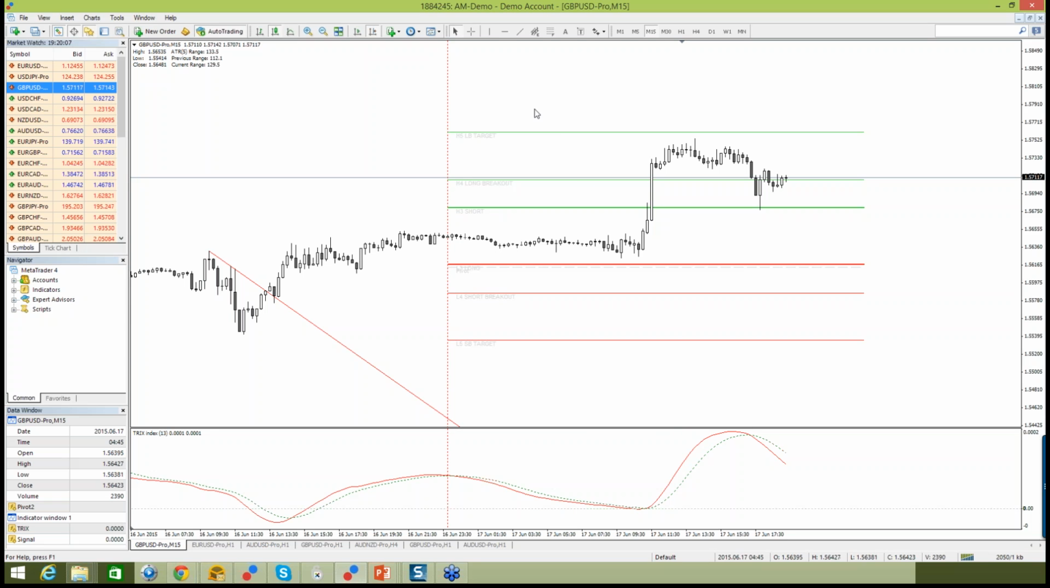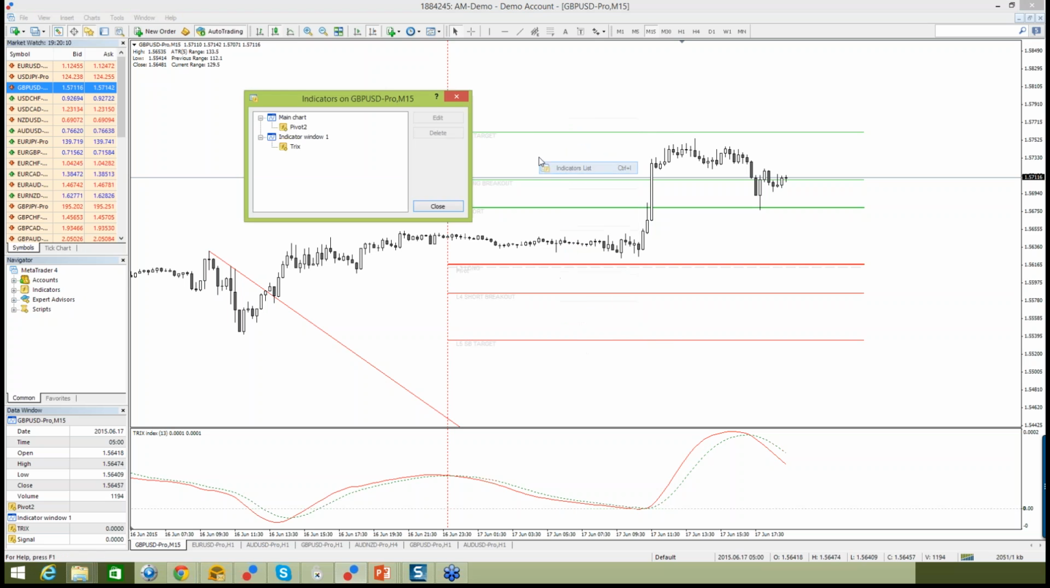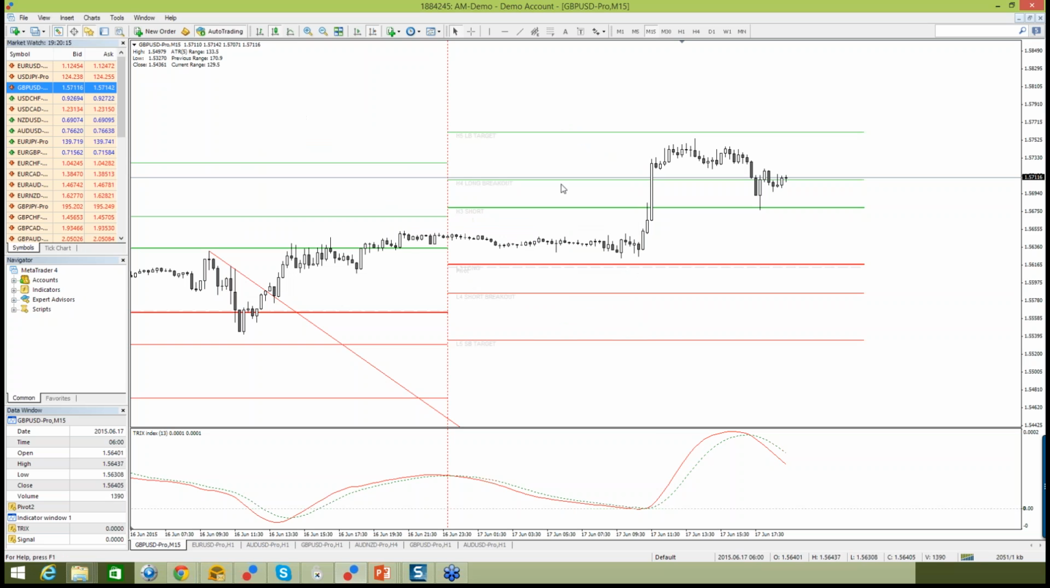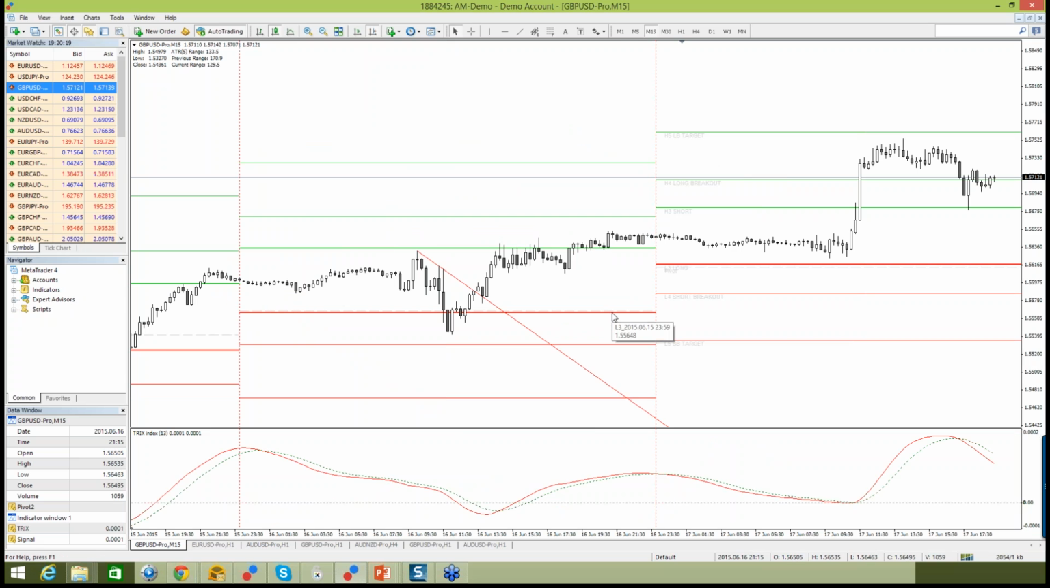Now guys, pay attention. If you go here, indicator list, pivot, and set it to show history true, it will show you the past history of Camarilla. So yesterday, guys, this was yesterday. Look at this. This is new day, this is today. This is history. This was H3, this was H4, and this was H5 for yesterday. Then we have L3 with pivot point, L4, L5.